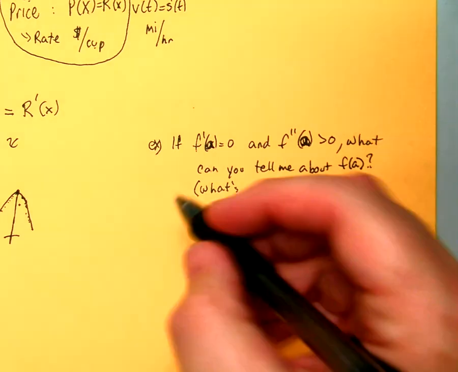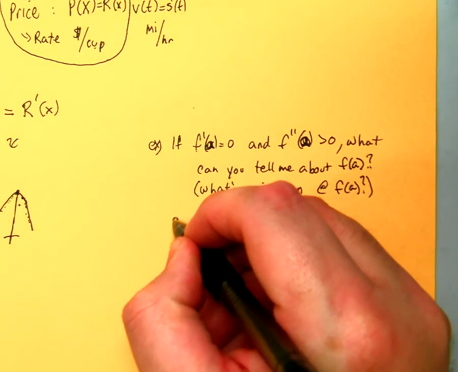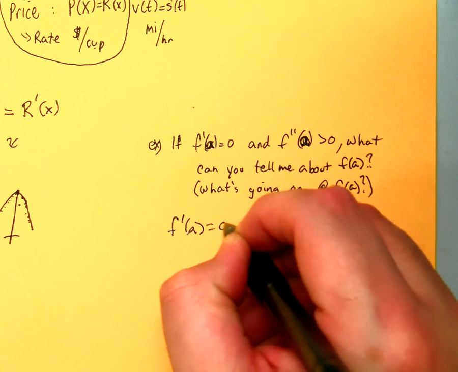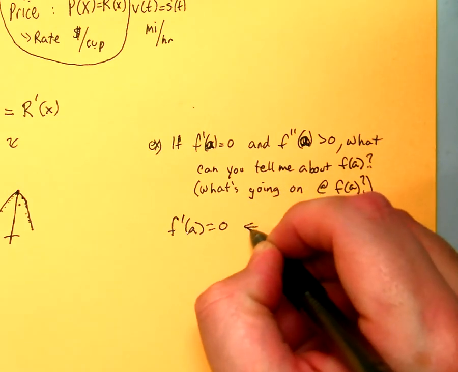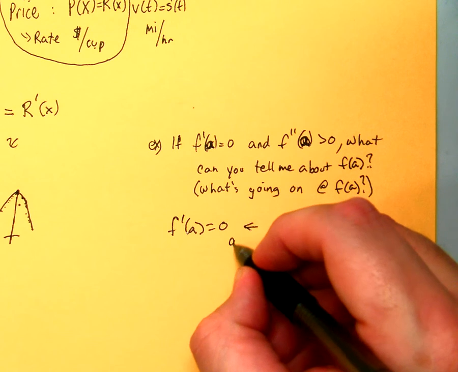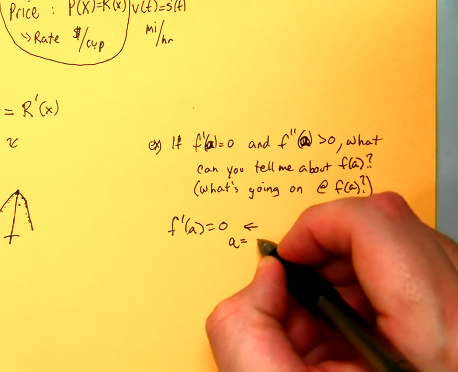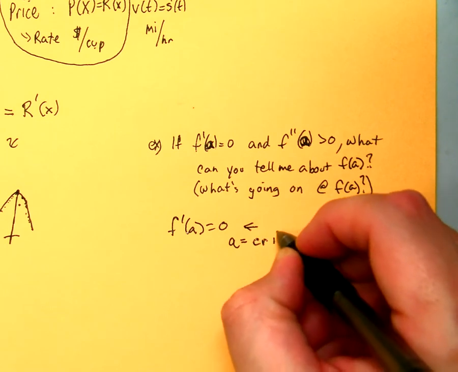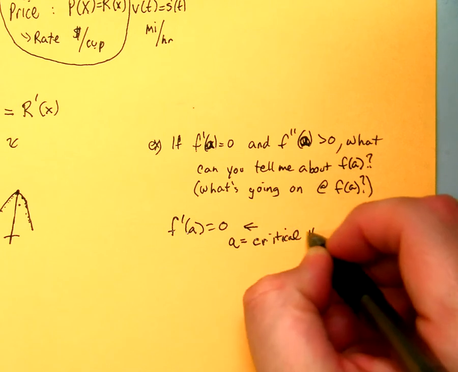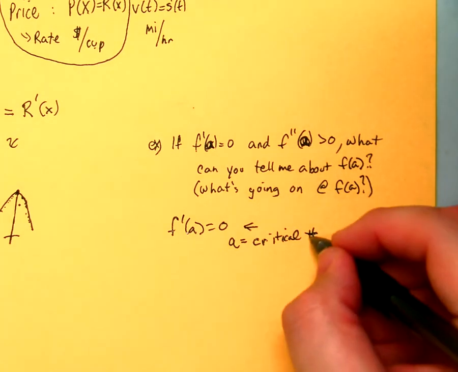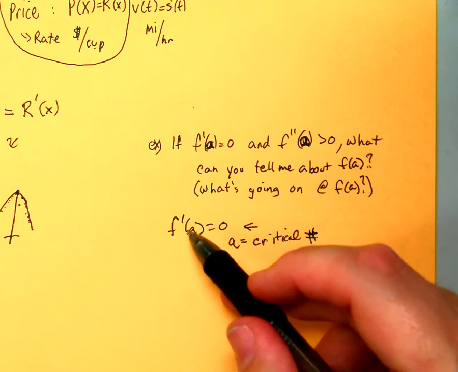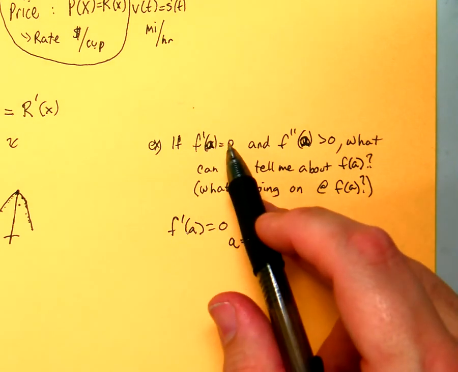All right. First off, let's ask this question: f prime of a is equal to 0. What does that tell me a is equal to? It's not a constant number. It is a number. Yes. At that point in the graph, it's a maximum or minimum. What do we call those numbers? Critical numbers. A is a critical number. So when I'm told that f prime of a is equal to 0, I know it's a critical number.